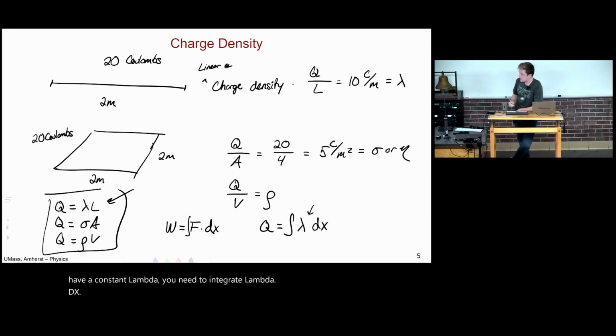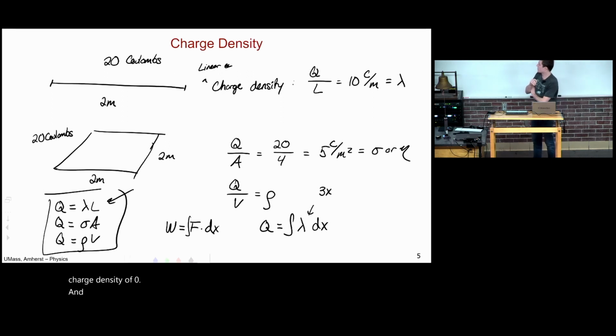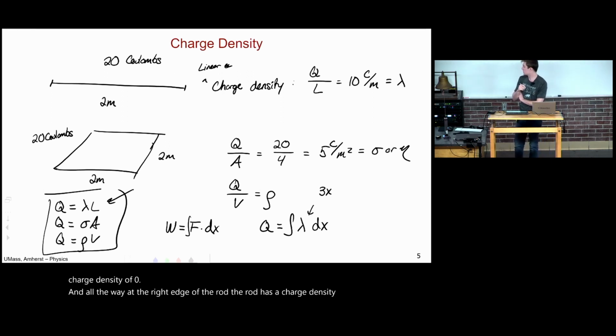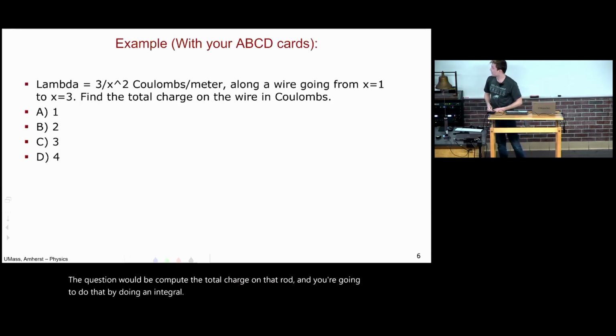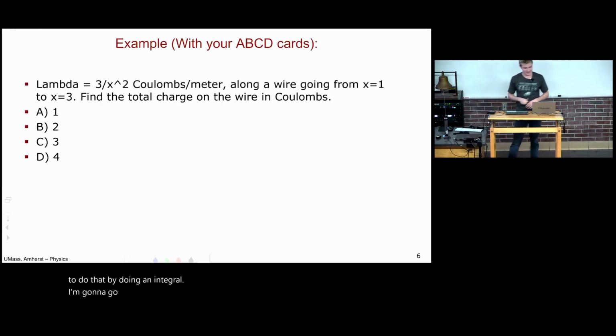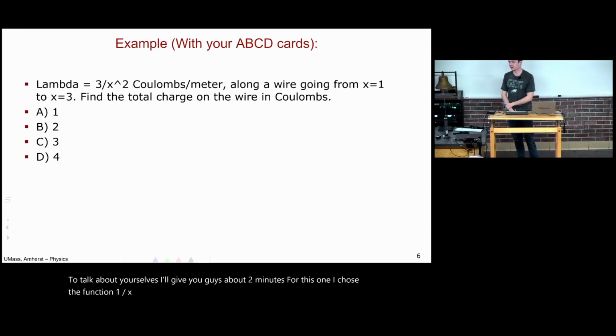As an example, maybe lambda is the function 3x. So at x equals 0, the rod has a charge density of 0, and all the way at the right edge the rod has a charge density of 6. The question would be, compute the total charge on that rod. And you're going to do that by doing an integral. You're going to do an integral right now. So talk amongst yourselves. I'll give you about 2 minutes for this one. I chose the function 1 over x squared for a good reason, which I'll tell you later.